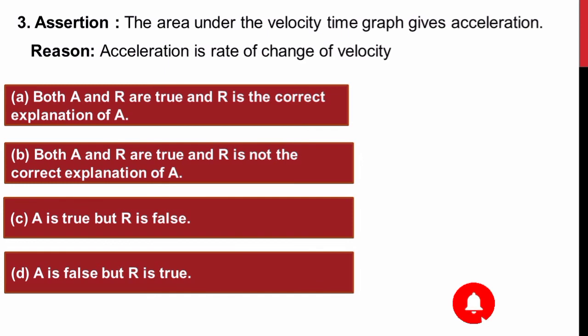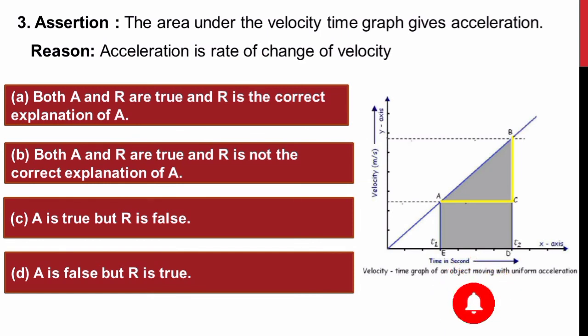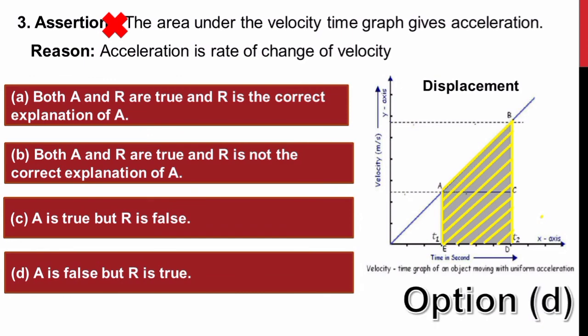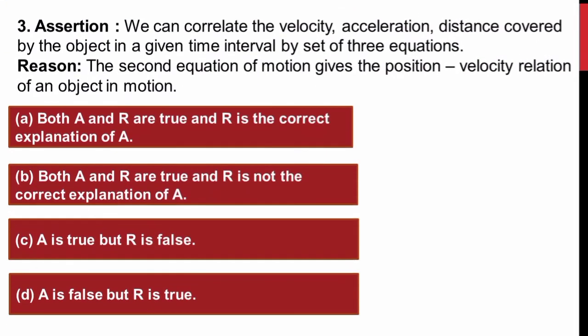Assertion: the area under the velocity time graph gives acceleration. Reason: acceleration is the rate of change of velocity. We have already studied that in a velocity time graph, the slope gives the acceleration and the area gives the displacement. This means that the assertion itself is false. If you check the reason statement, acceleration is the rate of change of velocity, it is true. So your option is option D, A is false and R is true.